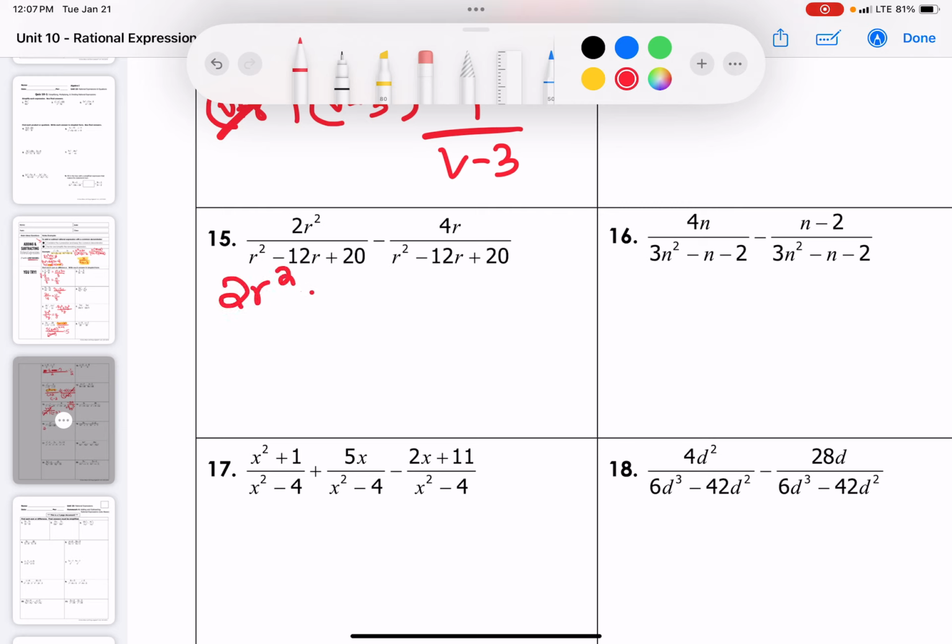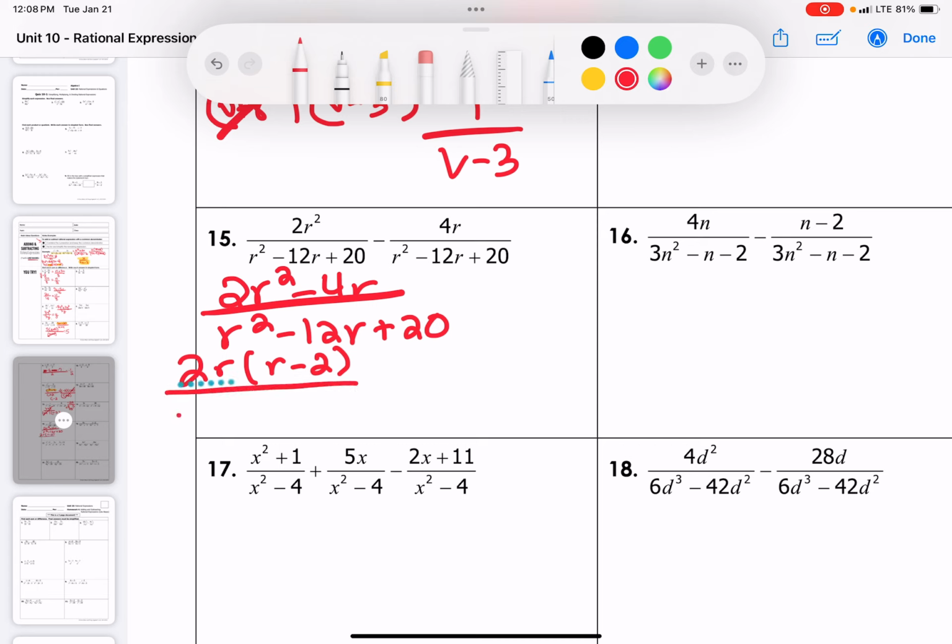2r squared minus 4r all over r squared minus 12r plus 20. I could factor both the numerator and the denominator, so that's what I'm going to do first. In the numerator, what could I take out? Well, I know I could take out a 2. I could also take out an r. So when I take out a 2r, I'm left with r minus 2.